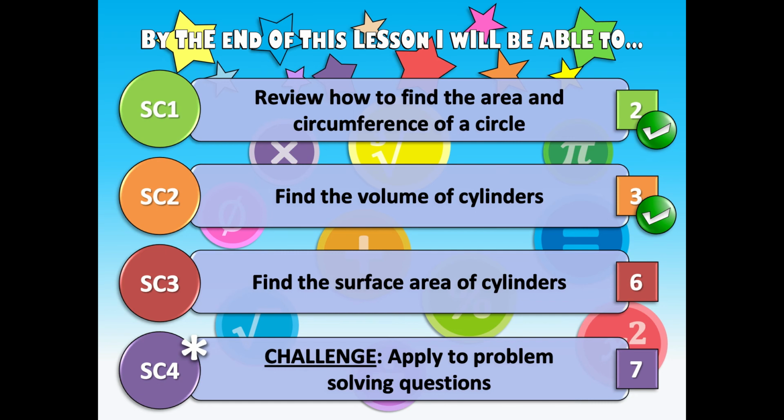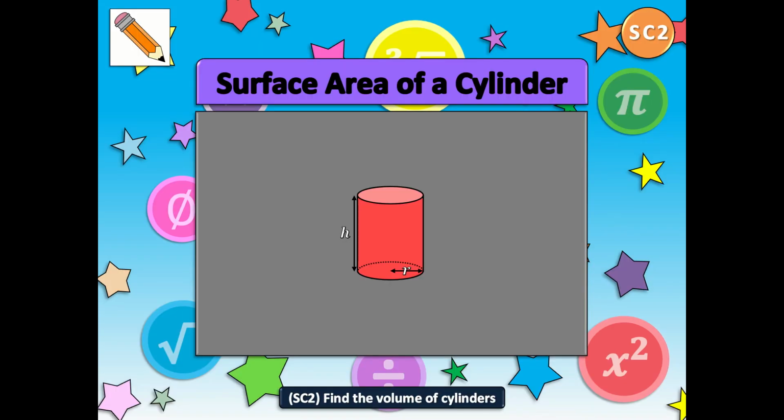So now we're going to move on to number 3, and this is to find the surface area of a cylinder. So to find the surface area of a cylinder, that's the area of all of the faces and all of the sides of the cylinder. So we need the area of the top face, the area of the bottom face, and then the area of the curved bit as well, which makes a rectangle.